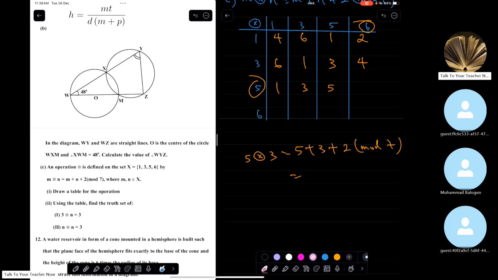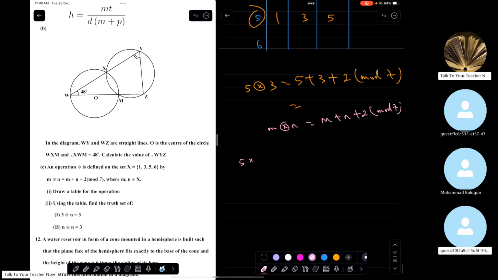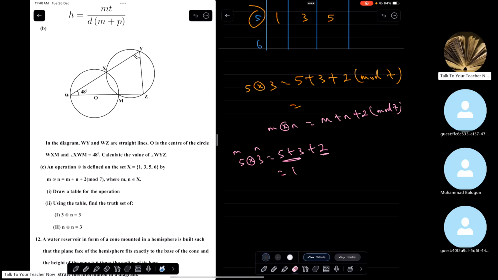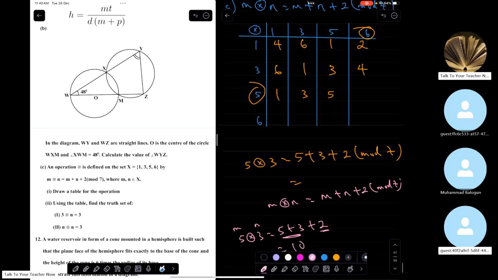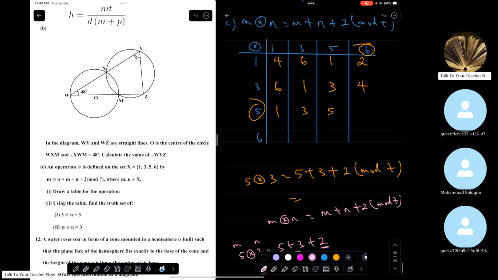You add. The definition says m circle times n means m plus n plus 2 mod 7. So if I say 5 circle times 3, m is 5 and n is 3. So that will be 5 plus 3, m plus n plus 2. That's 8 plus 2, 10. When you get a number that's bigger than 7, you subtract 7 from it and write the remainder. So what is 10 minus 7? 3. So it is 3 that I'm going to write here. That's why 5 circle times 3 is 3. Do you understand now?